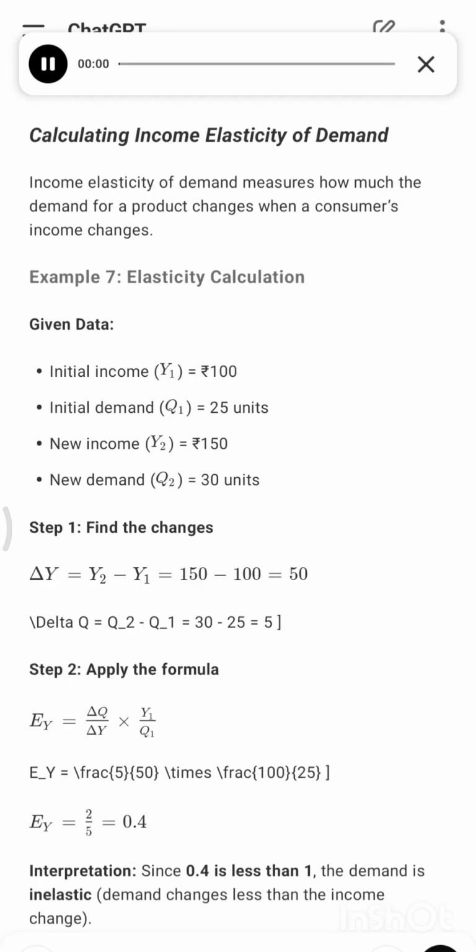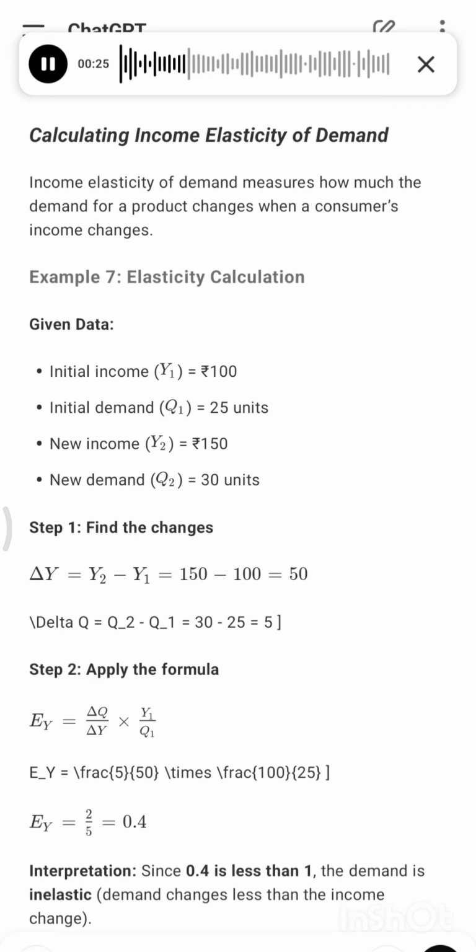Calculating income elasticity of demand. Income elasticity of demand measures how much the demand for a product changes when a consumer's income changes. Example 7, elasticity calculation. Given data: initial income, Y1 equals 100, initial demand, Q1 equals 25 units, new income, Y2 equals 150, new demand, Q2 equals 30 units.